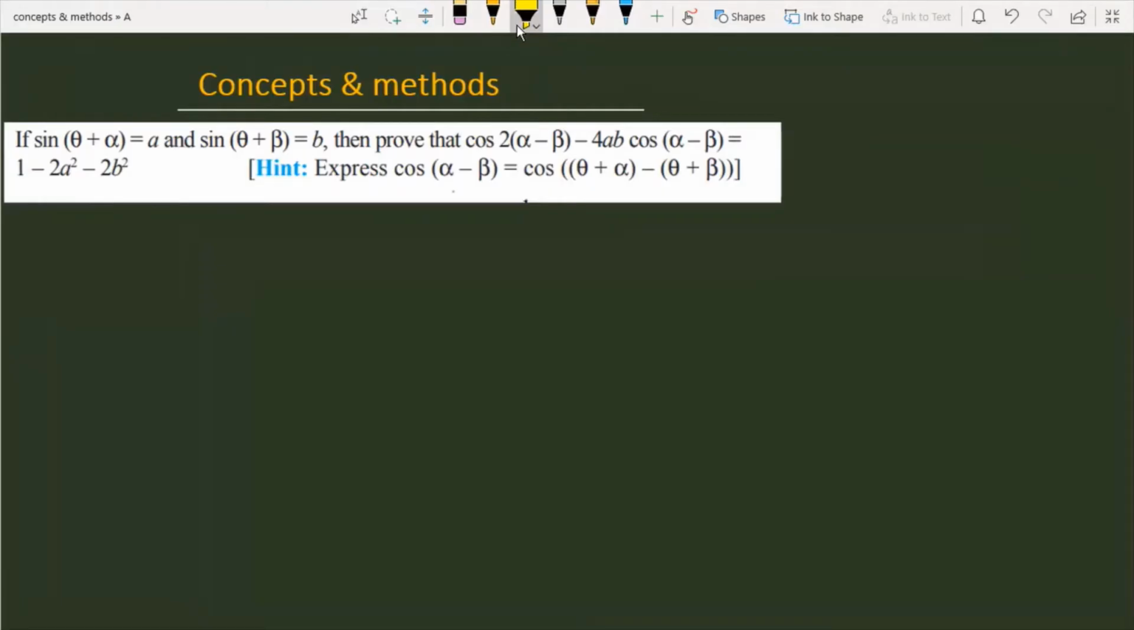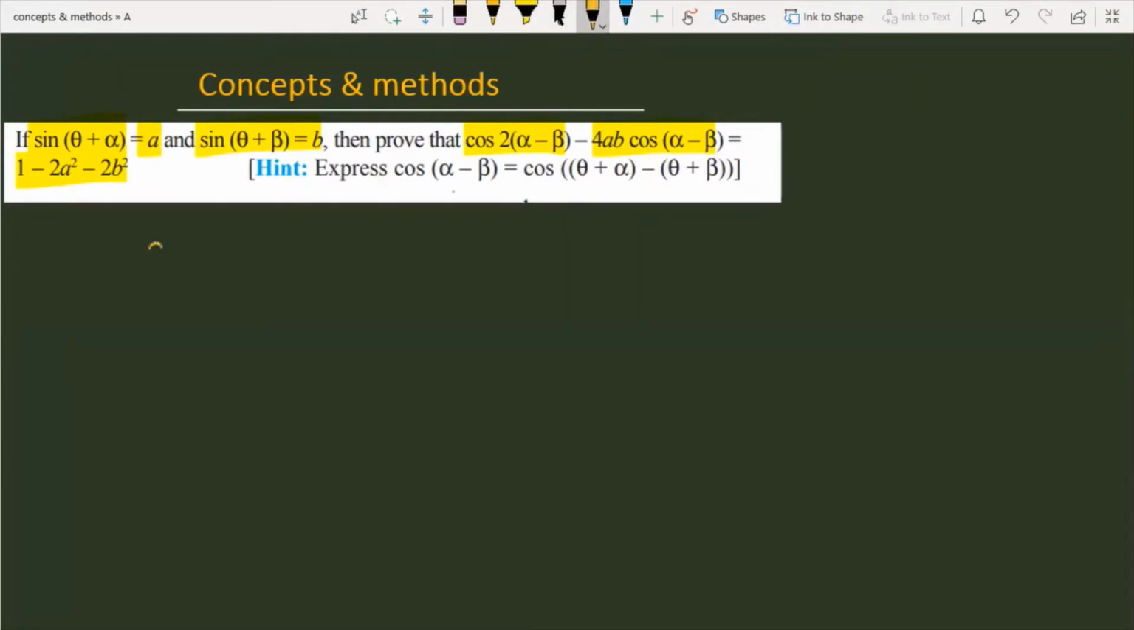The problem is: if sin(θ + α) = A and sin(θ + β) = B, then we have to prove that cos 2(α − β) − 4AB cos(α − β) = 1 − 2A² − 2B². So let's see how we will solve this question.